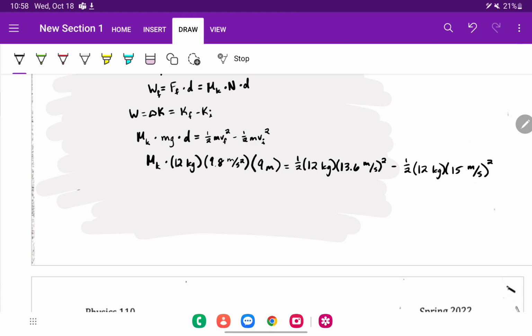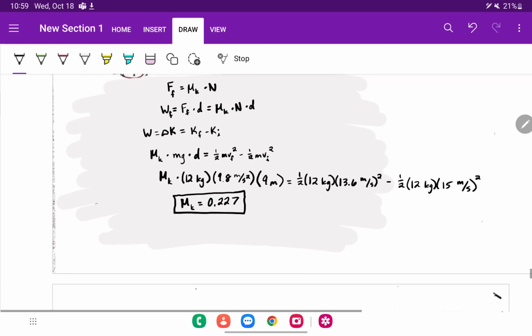Okay, so we have all these numbers, one unknown, bunch of plug and chug now. So I'm going to do 0.5 times 12 times 13.6 squared minus 0.5 times 12 times 15 squared. I'm going to divide by 12, then divide by 9.8, and then divide by 9. And I should get a coefficient that equals 0.227.